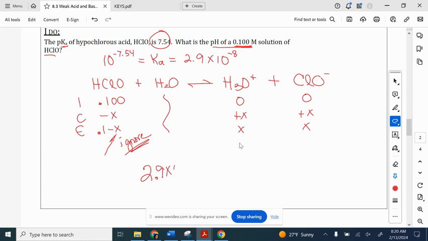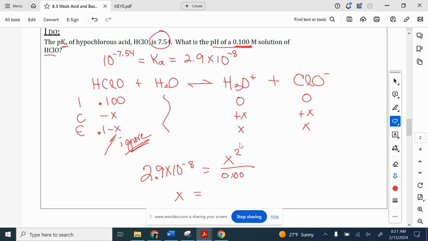So now I'm going to do my 2.9 times 10 to the minus 8 equals x times x on the top, which is x squared, over, and I'm just going to write down the molarity here, 0.1. I then multiply 0.1 times my Ka, and then what do I do to get x?